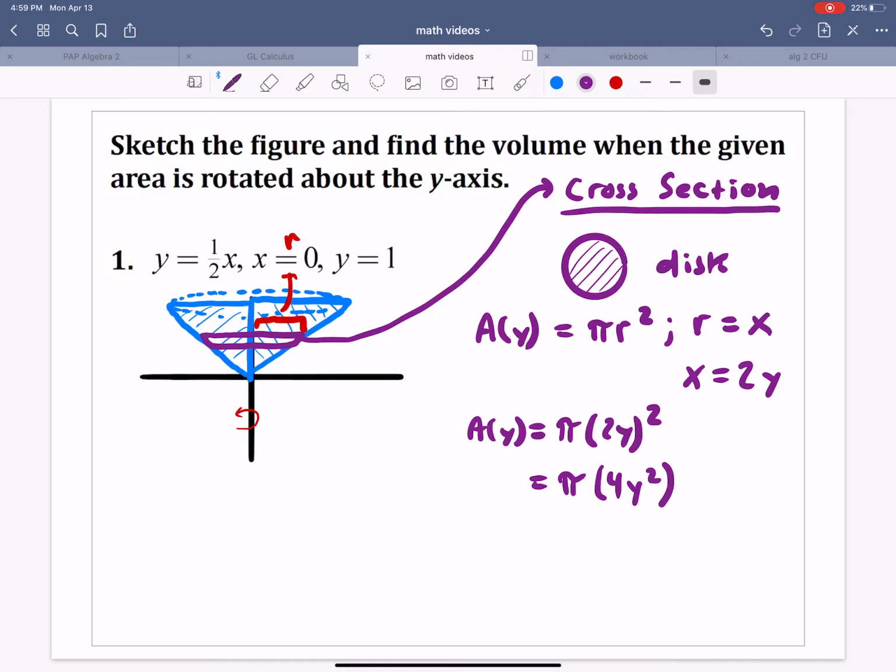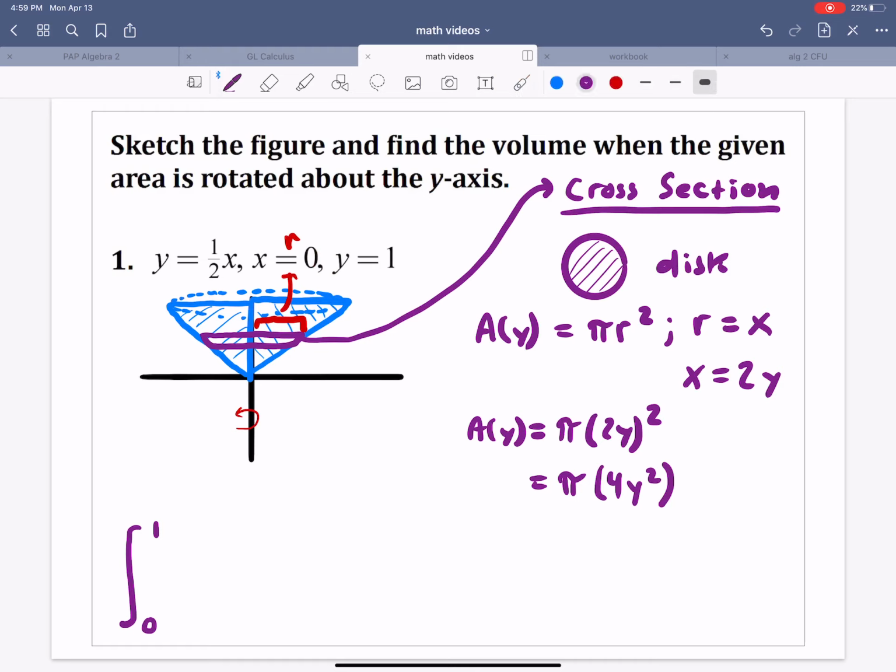Pi times 4y squared. And that actually is what we're going to integrate. Okay? So now the other change here is for our bounds, our lower and upper bounds, we're going to integrate with respect to y. So we're going to be looking at the y-axis. Okay? So my lower bound is y equals 0 and my upper bound is y equals 1. That was defined for us in the problem.